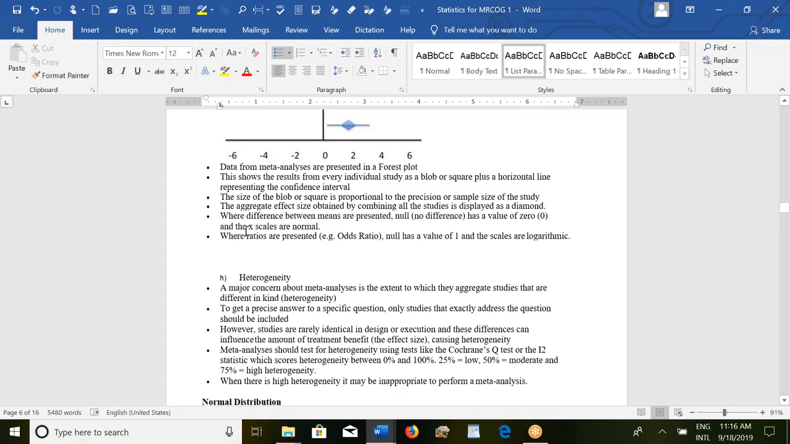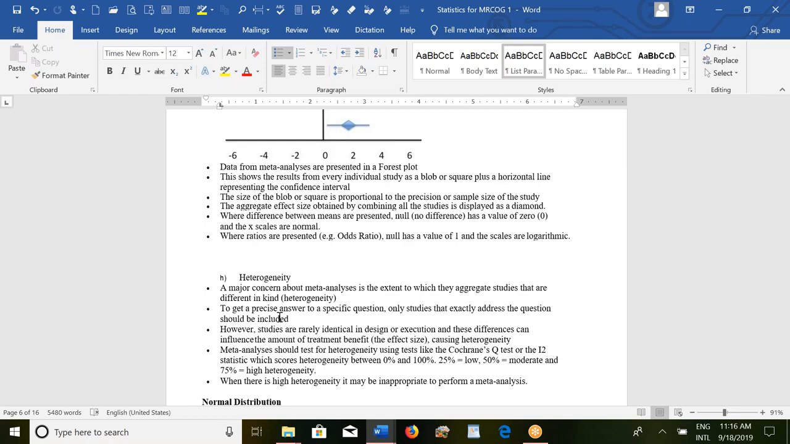And the x scales are normal. Where ratios are presented, for example, odds ratio, the null will have a value of 1 and the scales are logarithmic. So what is heterogeneity? A major concern about meta-analysis is the extent to which they aggregate studies that are different in kind. So different types of studies will be heterogenic. And to get a precise answer to a specific question, only studies that exactly address the question should be included.